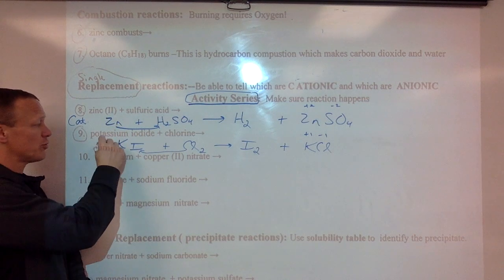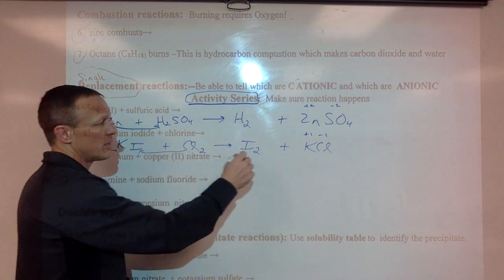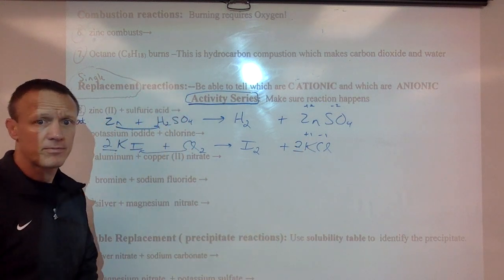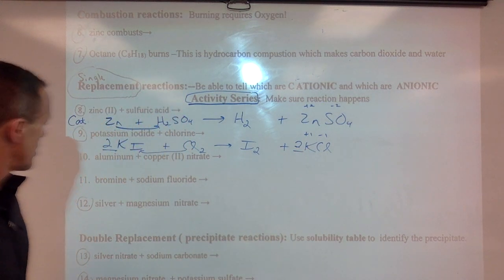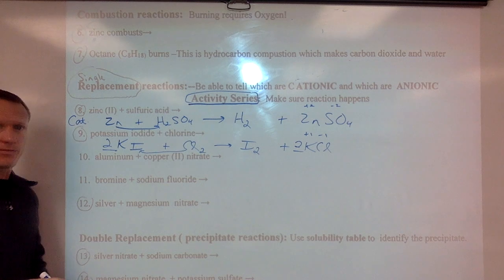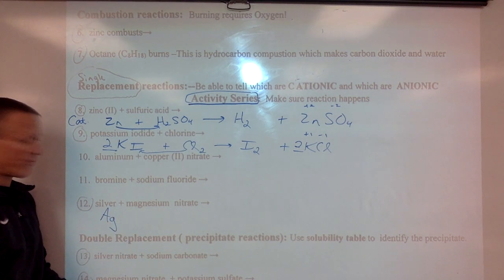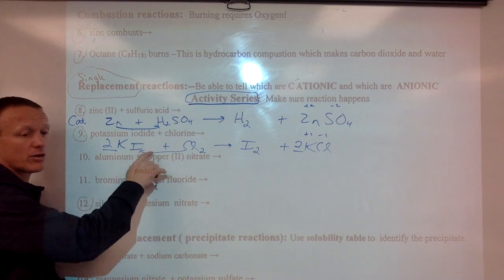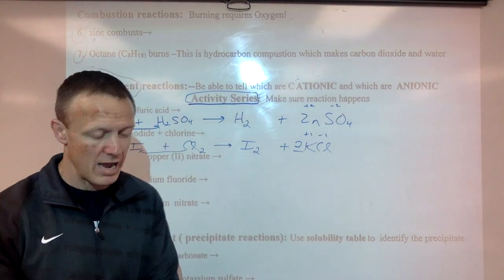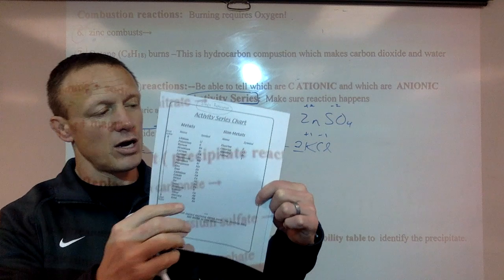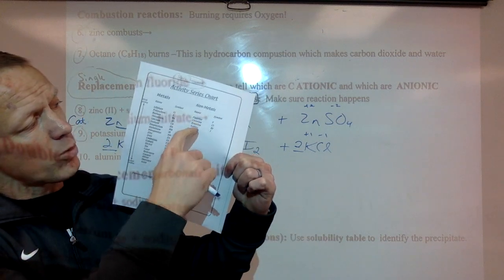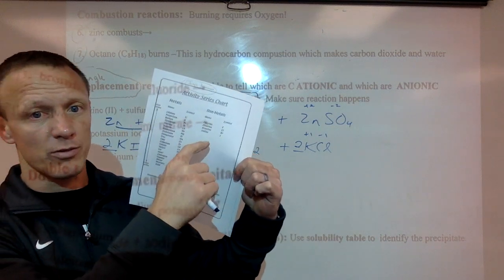To balance this, we need to put a 2 out in front of this to get 2 iodines, and a 2 out in front of that. If we go down to number 12, we have silver, the element by itself. Oh, I never looked up here. We need to make sure chlorine is more reactive than iodine. I just happened to know off the top of my head that chlorine is more reactive than iodine. It's higher up on the list, so chlorine can replace iodine.